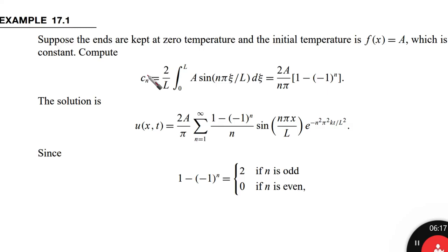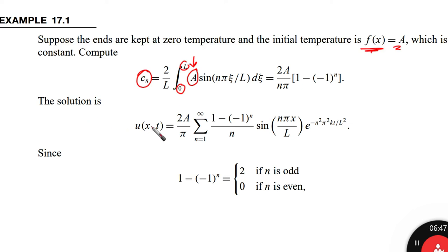So our Cn equals 2 over L, from 0 to L, the integration of f of z. It is a constant here, right? Because the function is constant. Sine n pi z over L dz. This is a limited integration, and you can easily obtain it as 2a over n pi times 1 minus (-1) raised to the power n.